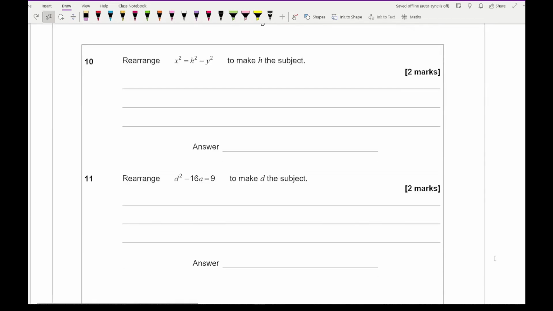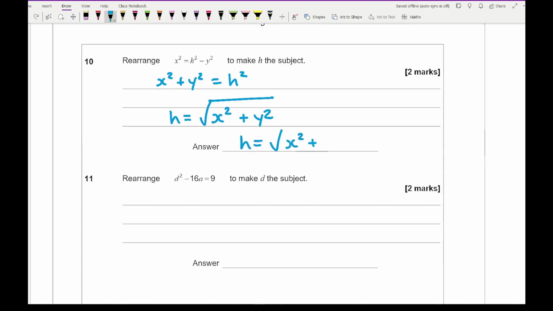Then moving on to question 10, it says rearrange x squared plus y squared equals h squared minus y squared to make h the subject. So again, get rid of the y squared, so x squared plus y squared equals h squared, and so h then equals the square root of x squared plus y squared. Now you can't simplify that, so just leave it as the root of x squared plus y squared.